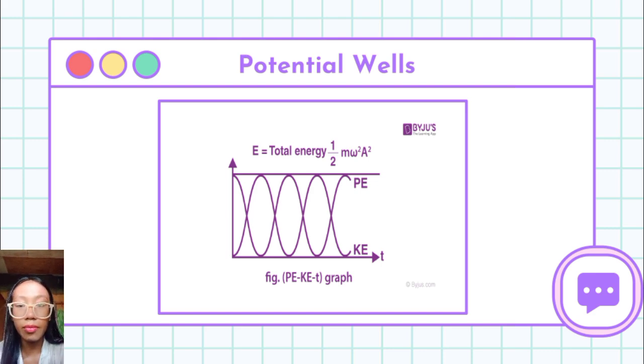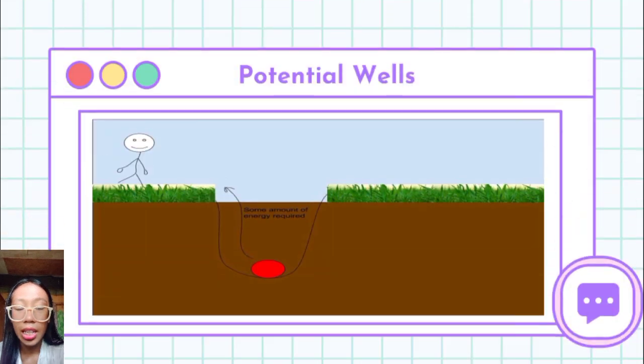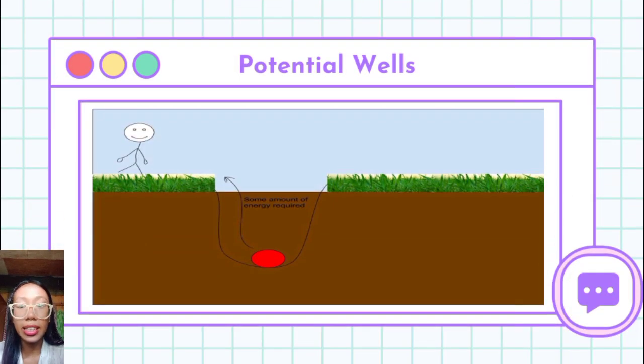A potential well is basically the energy required to be in a certain position. For example, if you have a hole and a ball in the hole, it will require a certain energy for it to get up and out of the hole. However, if it does not have that energy, it's stuck at the bottom of the hole.